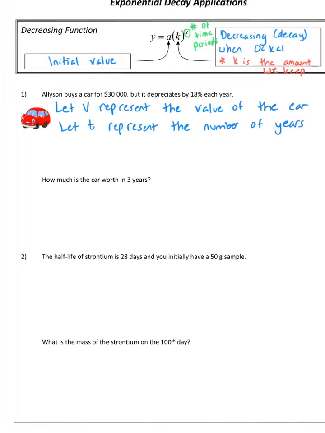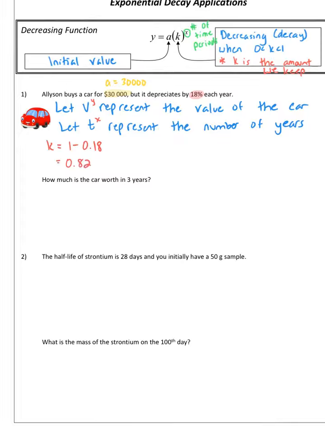So the value depends on T, so T is your independent variable X, and V is your dependent variable Y. And our initial value is 30,000. So that is our A. So A is 30,000. And to find K, we're going to use that 18%. So K is equal to 1 minus 0.18, which is 0.82.